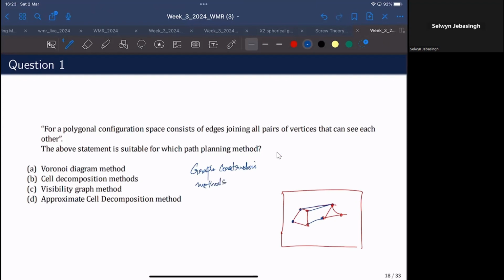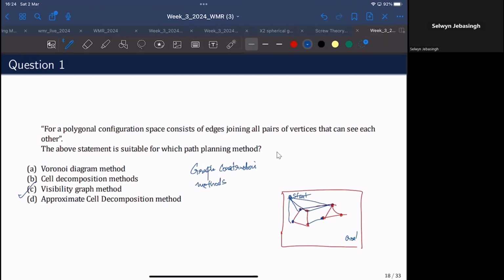Which of these graph construction methods is most suitable for this statement? The obvious answer, based on its description, is option C, visibility graph, right? If there was a start position and a goal position, they are also vertices. So the start position can see this vertex, this vertex, this vertex, this vertex.